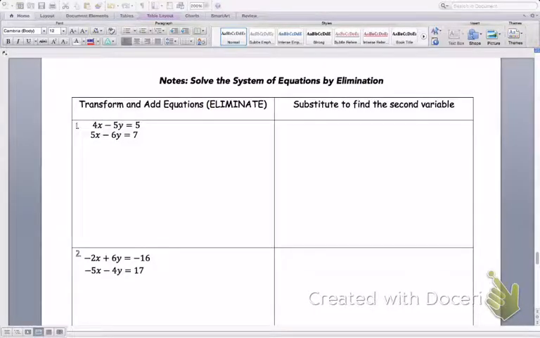Today we are going to wrap up how to solve systems of equations by elimination. In these cases, they're going to be the ones where we need to multiply both equations by a constant in order for elimination to happen. So let's go ahead and get started.